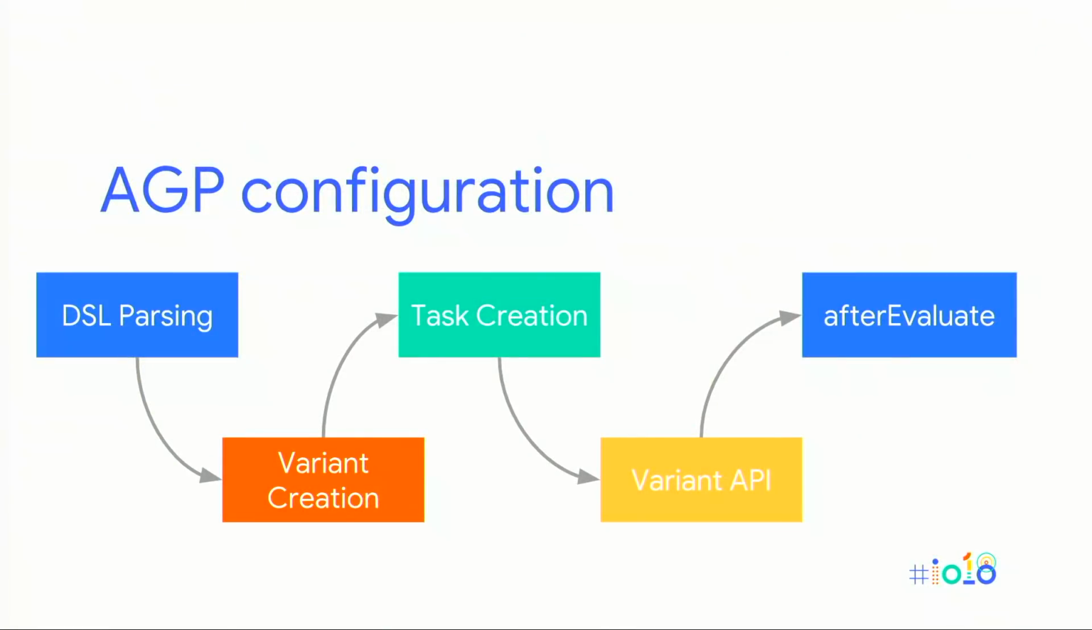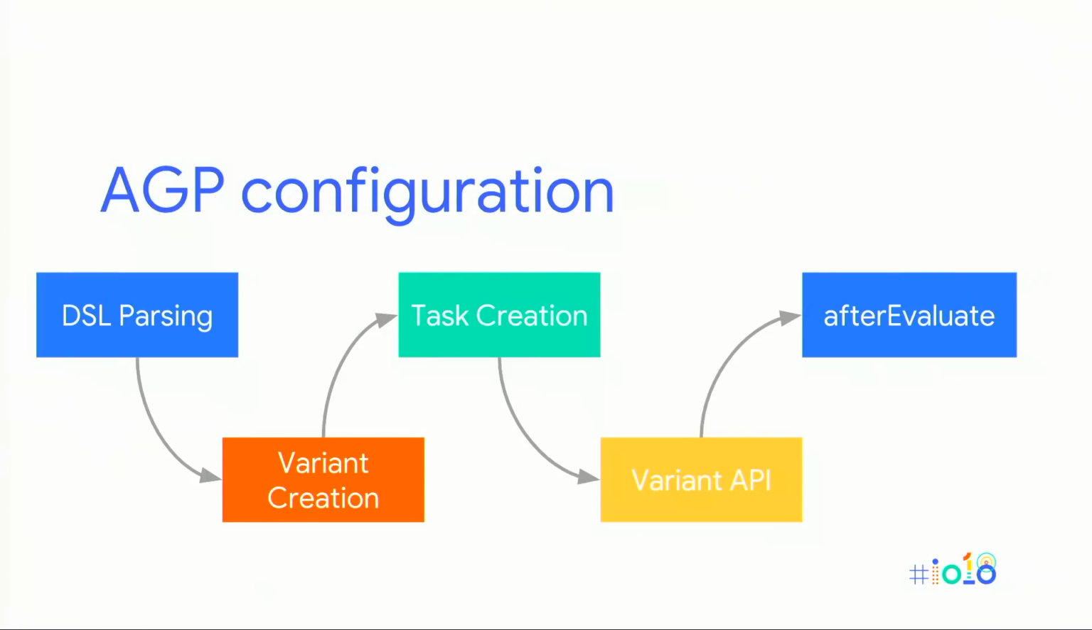And to give you an example, this is how the configuration works today. We have the DSL parsing first, and then we create the variants. So a bunch of variants are created. Then we create all the tasks for all of these variants, and eventually we call the variant API. That's where a lot of the customization scripts are running.